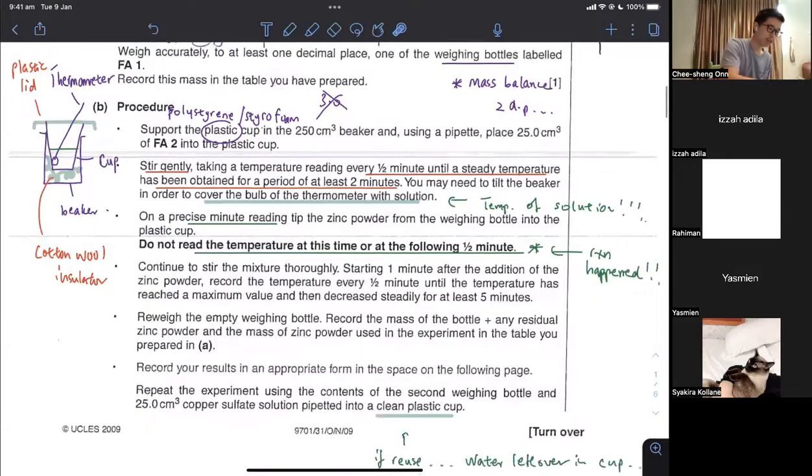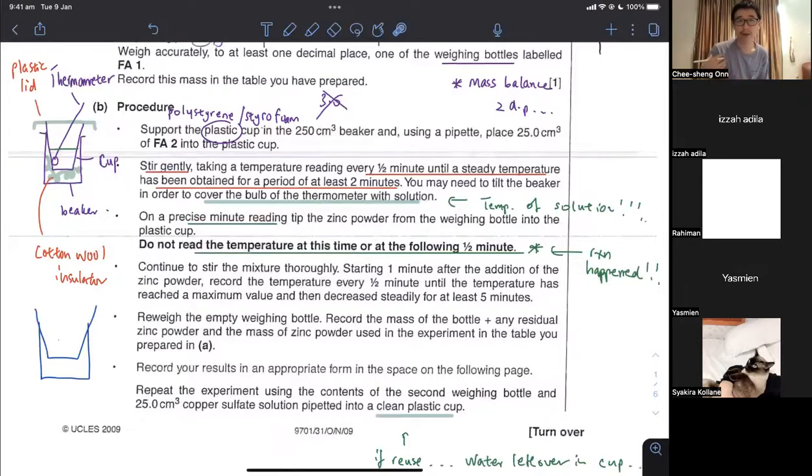This kind of calorimetry experiment is very, very common. You have a plastic cup, essentially a styrofoam cup, supported on a beaker. When you rinse the styrofoam cup, please do not rinse the beaker. Just take out the styrofoam cup, pour it out and rinse it. Because you need to repeat the experiment, when you wash the cup, make sure you wash the thermometer as well.